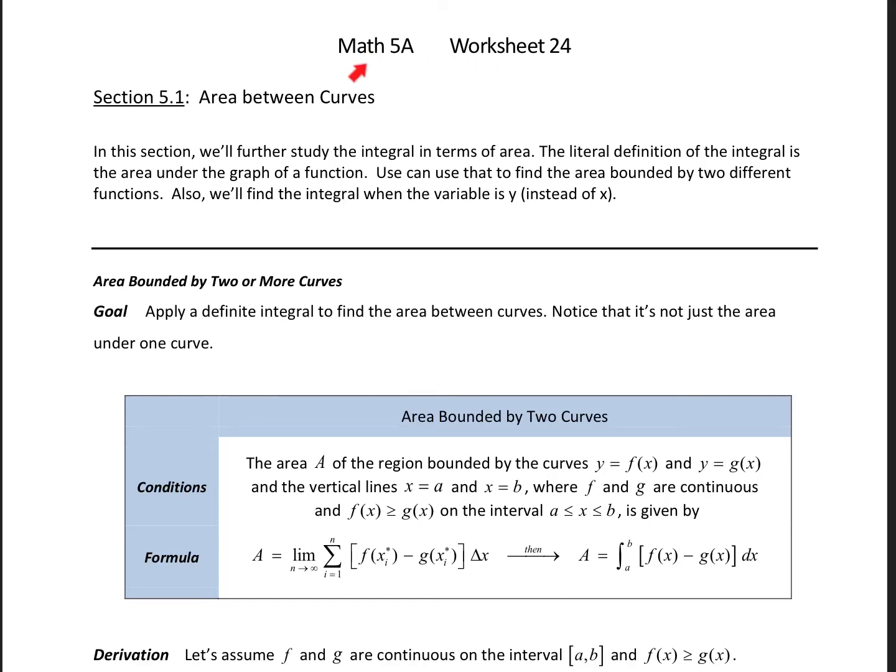Hi, welcome to worksheet 24. This is section 5.1 from the textbook, Area Between Curves. In this section, we'll further study the integral in terms of area.